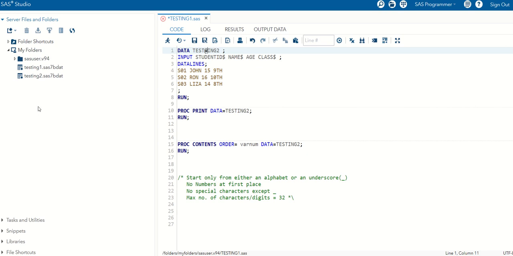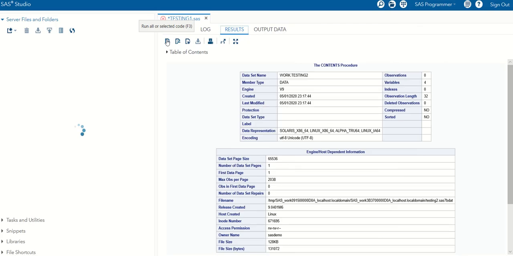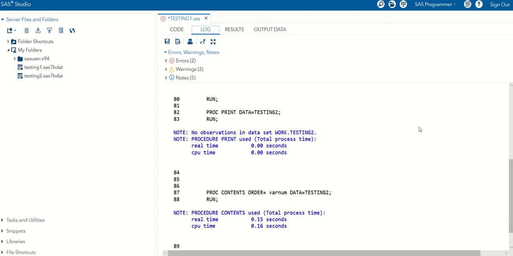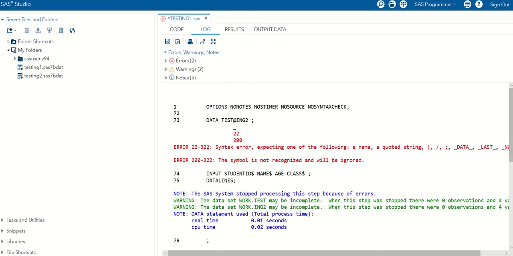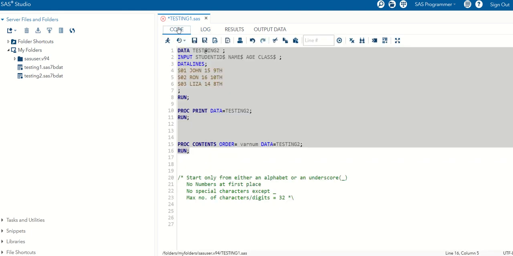So let's try this at the rate. This is a special character, and let us try to submit it and see what SAS does. When we do this, and if we go to the log, you will see SAS is again giving an error. It doesn't recognize this name, right? So that was the third rule, and the fourth rule is the maximum number of characters in the name should be 32.